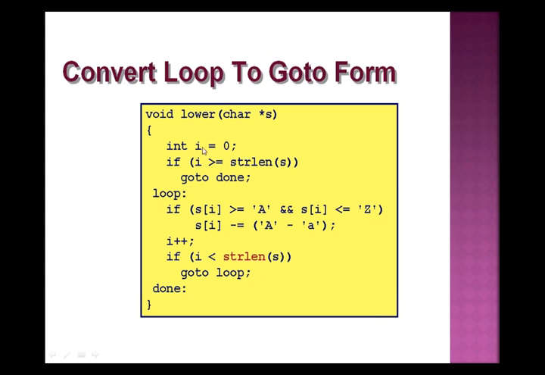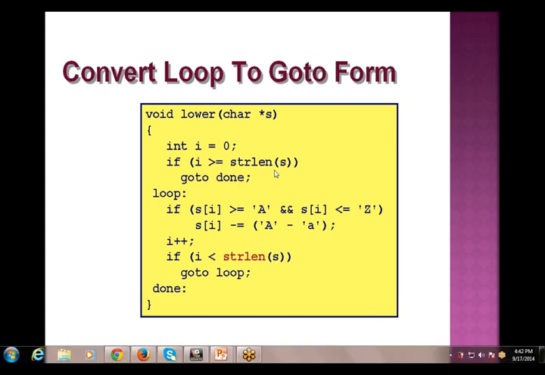int i equals 0. That is taking one variable that is initialized to 0. There is a for loop. If i is greater than or equal to strlen(s), then directly go to done. Means directly go to the last part, your done, where the done function definition will come.